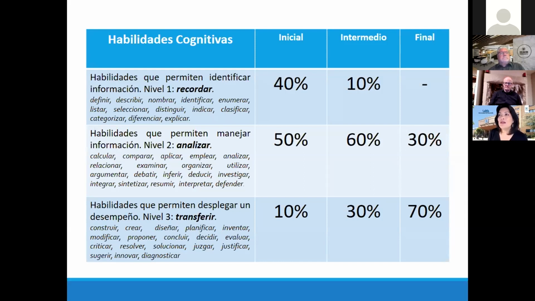En cambio, en un nivel intermedio, pensando en cursos de tercer y cuarto año, la idea es que sea 10% del nivel 1, 60% del nivel 2, 30% del nivel 3. Obviamente son rangos, son propuestas que se pueden ir modificando. Y para el ciclo final, que sean 30% del nivel 2 y 70% del nivel 3.